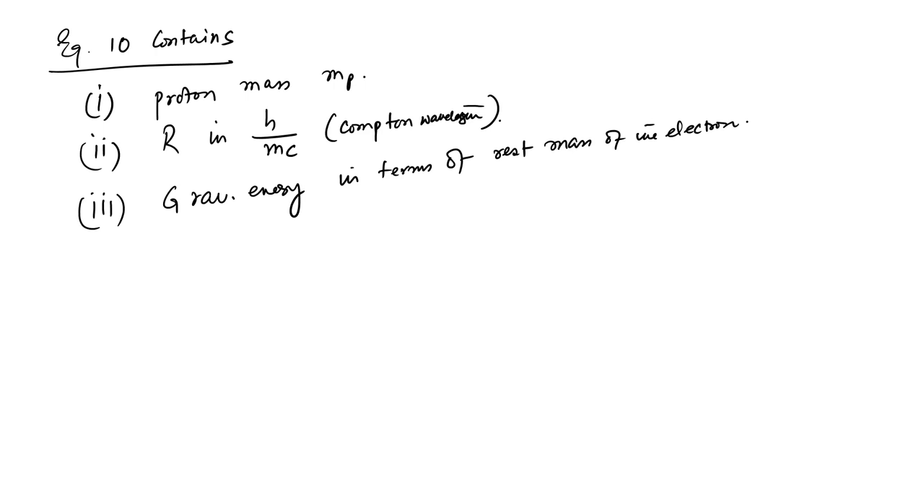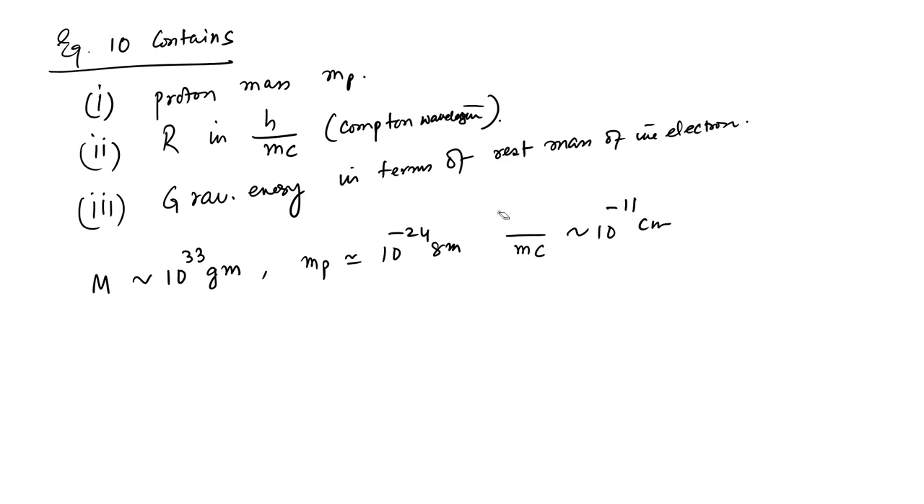All these, this relation 10 is of course useful if you put M equal to 10 to the power 33 grams, that's the mass of the star. The proton mass is equal to 10 to the power minus 24 grams. h over mc, or usually it's written h cross over mc, is like 10 to the power minus 11 centimeter.